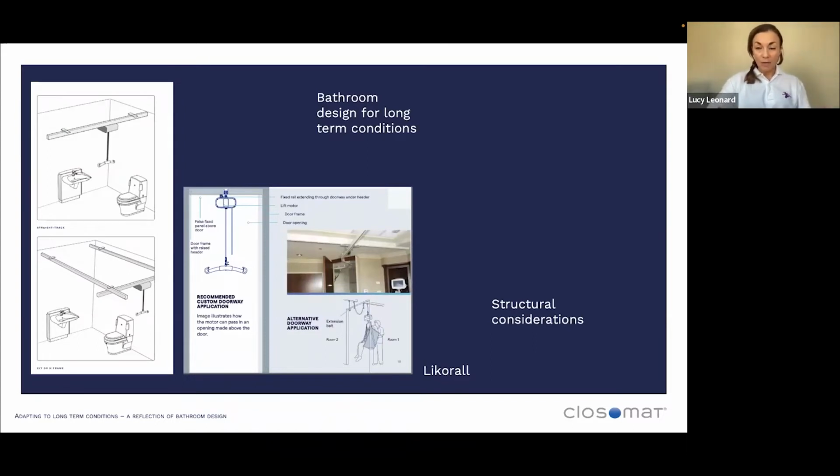So for example, if you have somebody's bedroom with an ensuite, and you know that they're going to need to be hoisted straight from bed into a bathroom, we need to think about how that rail is going to get through into the bathroom. And there are lots of different ways to do that, but we can always defer to our colleagues who work for the ceiling track hoist companies, who will be able to give us more advice on that.